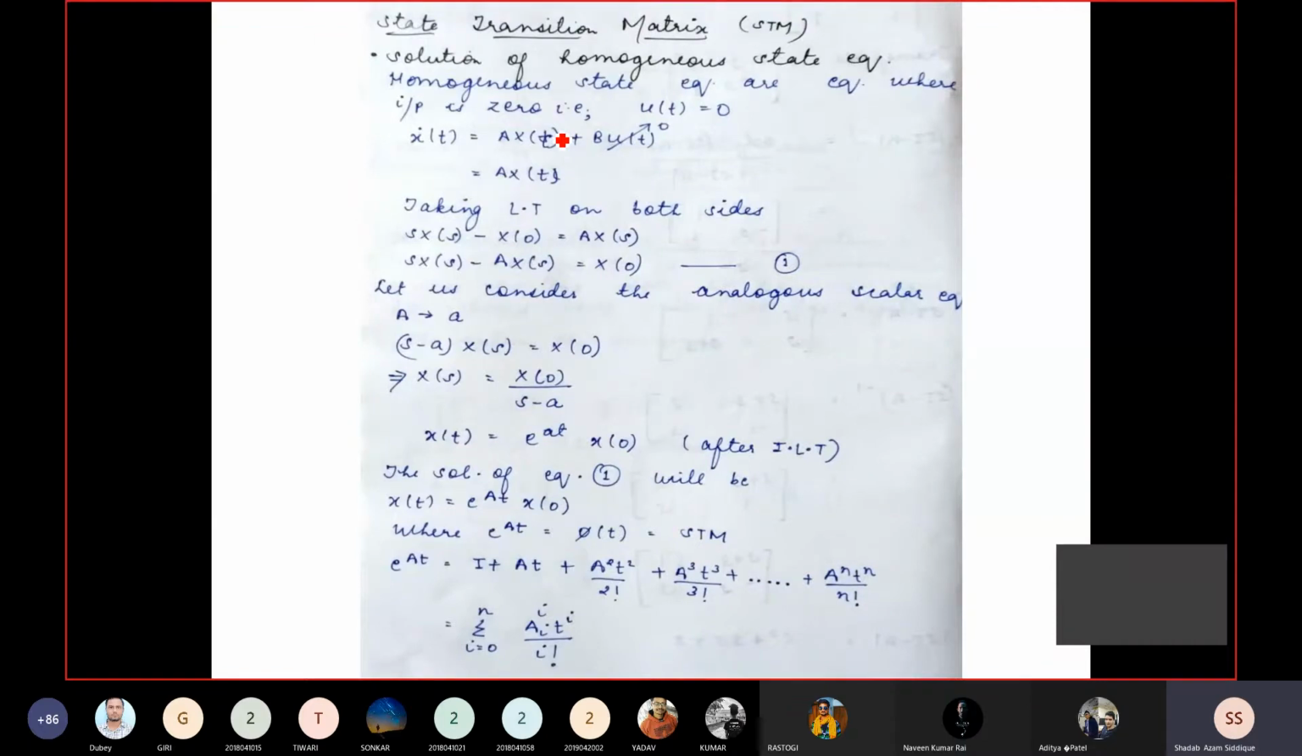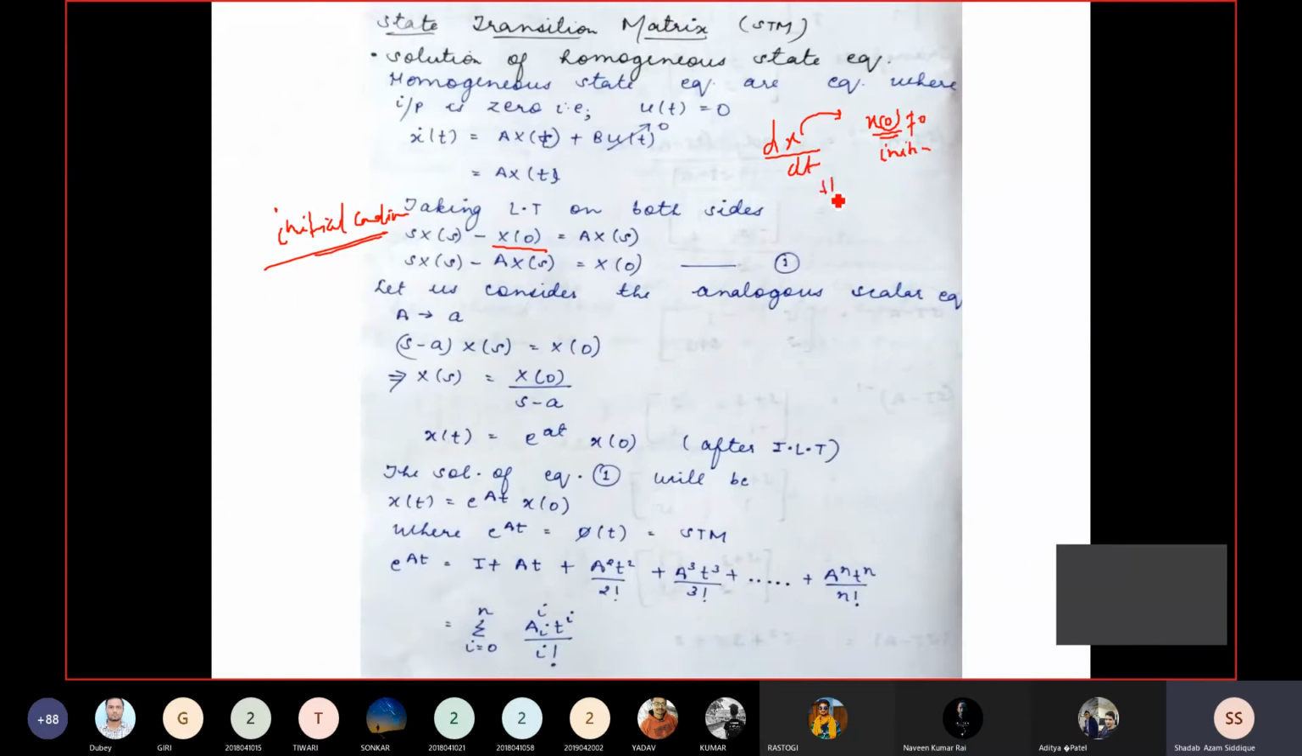Now you can see if we take a Laplace transform on both sides, x dot of t can be written as s x of s minus x of 0. Here we have taken x of 0 because there will be an initial condition. We are just considering the initial condition: for dx upon dt, x of 0 is present, that means x of 0 is not equal to 0, so an initial condition is present.